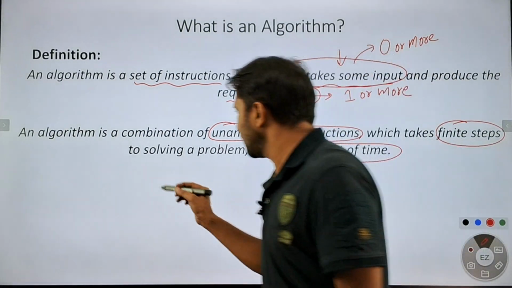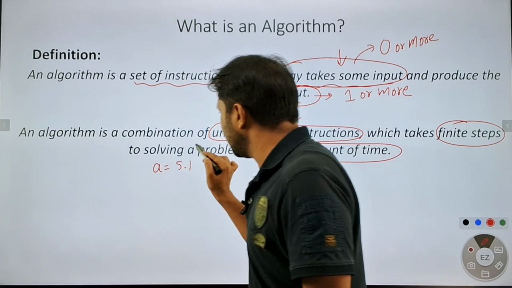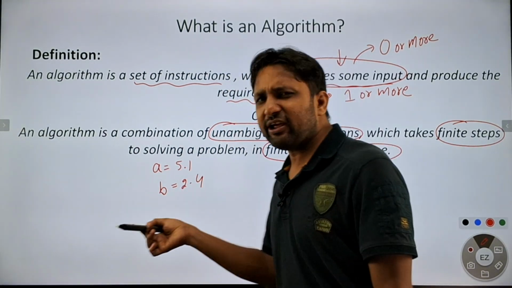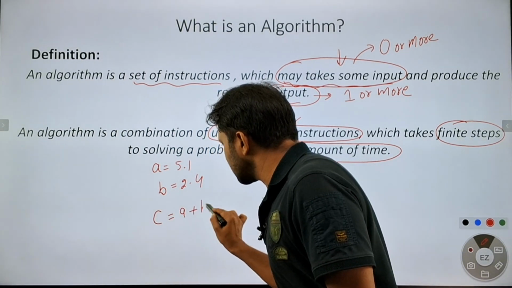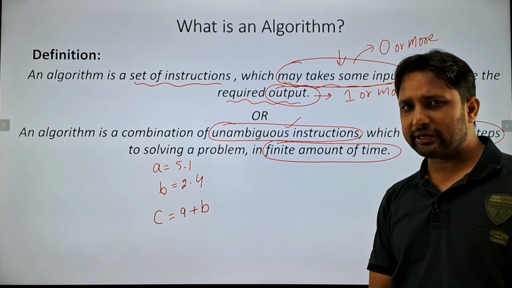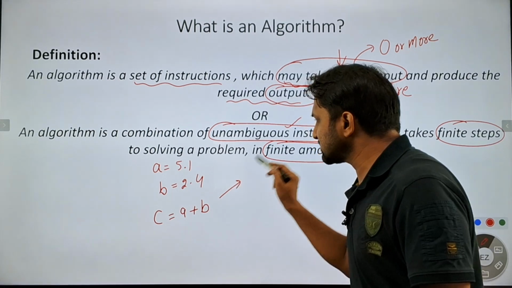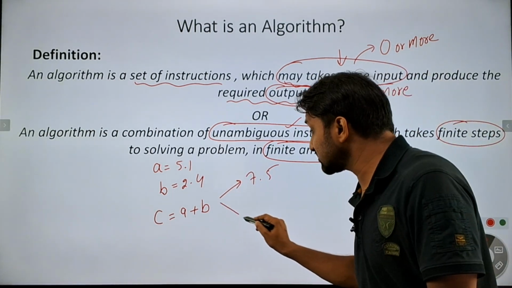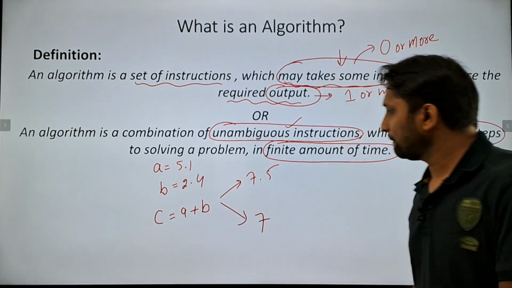For example, if I'm writing A is equal to, let's suppose, 5.1 and B is equal to maybe 2.4, and if I ask you what is the C value, can you reply please? What is the C value? What do you think? I'm just adding A and B and storing in C. Some people might think that the value of C is 7.5. Some people may think this way also. They may say that the value of C can also be 7.